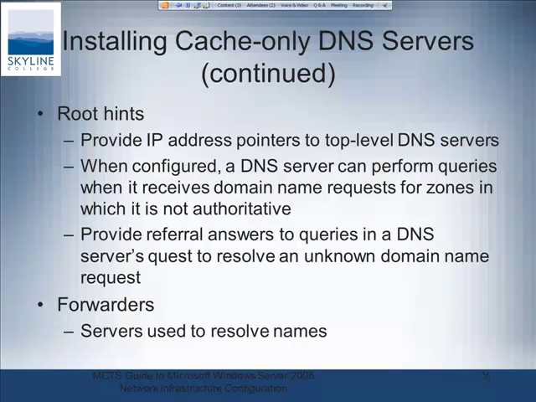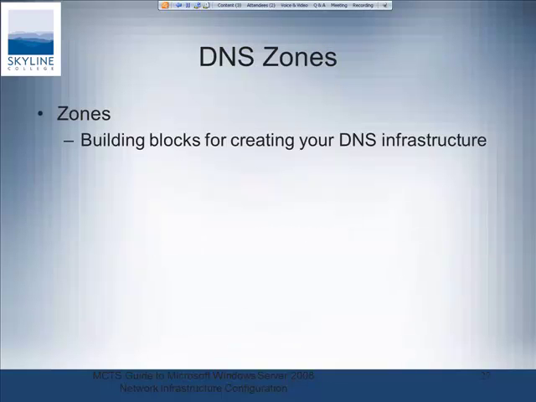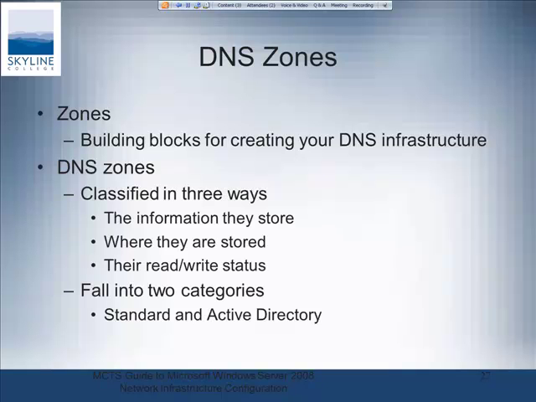If you want to maintain isolation of your DNS servers, of your Active Directory DNS servers, for instance, you don't want them going out to the internet, you can use forwarders. You could set up a caching server. The Active Directory server would then forward its request to the caching server. The caching server will get the information and then send it back. So you can use those things. Zones are the building blocks creating the infrastructure, classified in three ways: the information they store, where they're stored, the read-write status.